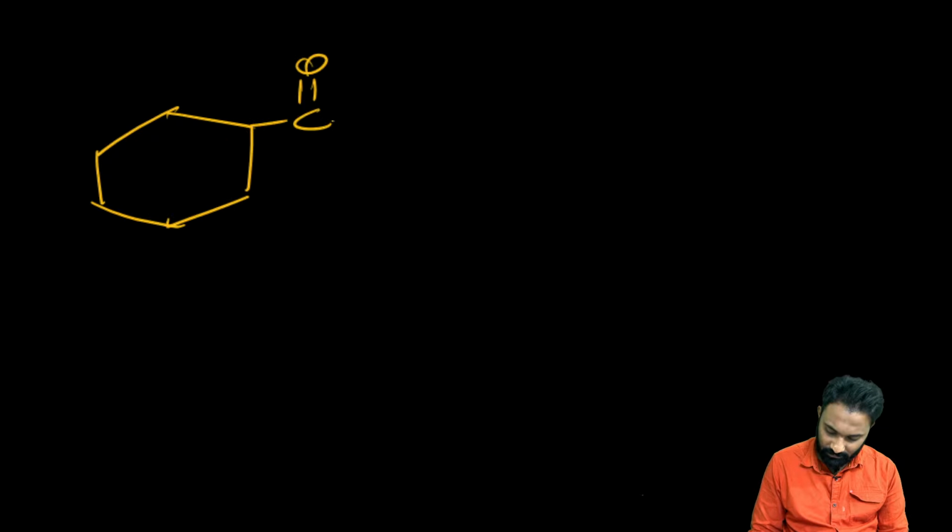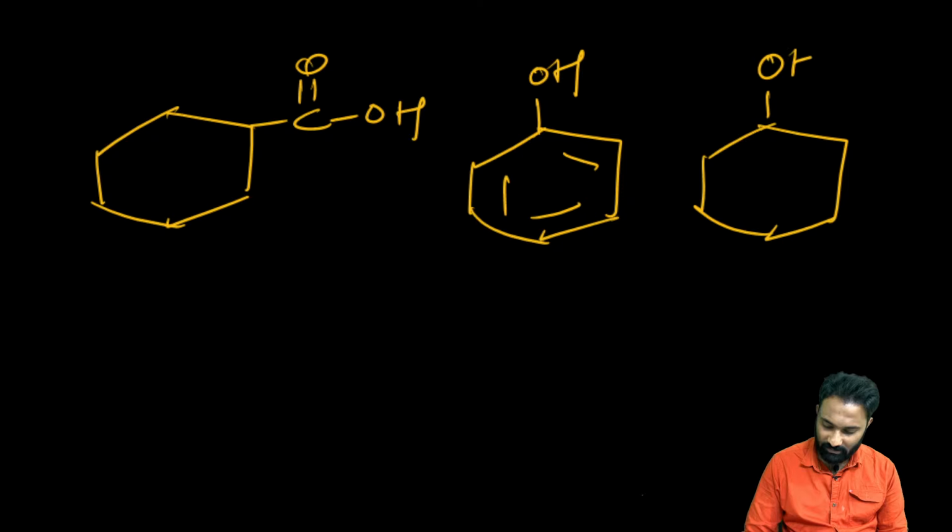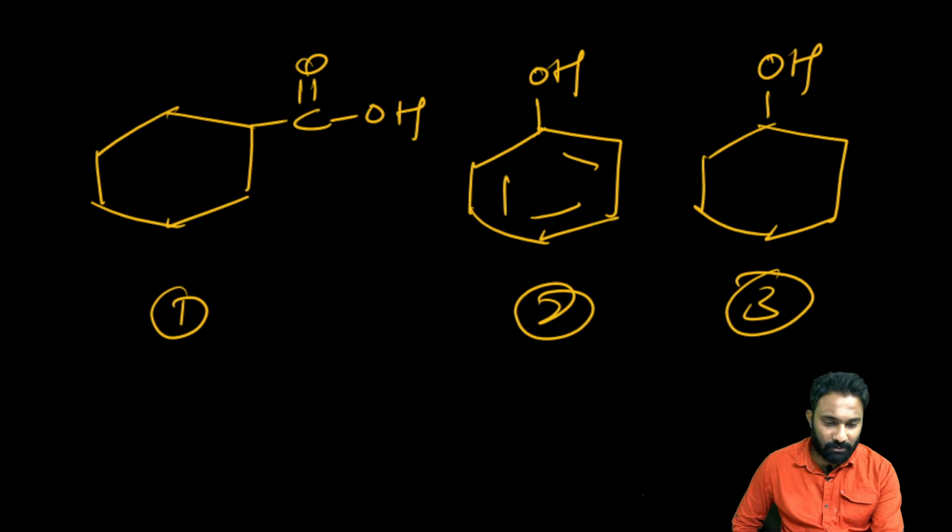Next, normal. If suppose they have given this one, phenol they have given. Okay, now just you try, if you know, say me the answer. If suppose they have given 1 2 3, now if suppose the 1 2 3 they have given, which is more acidic?